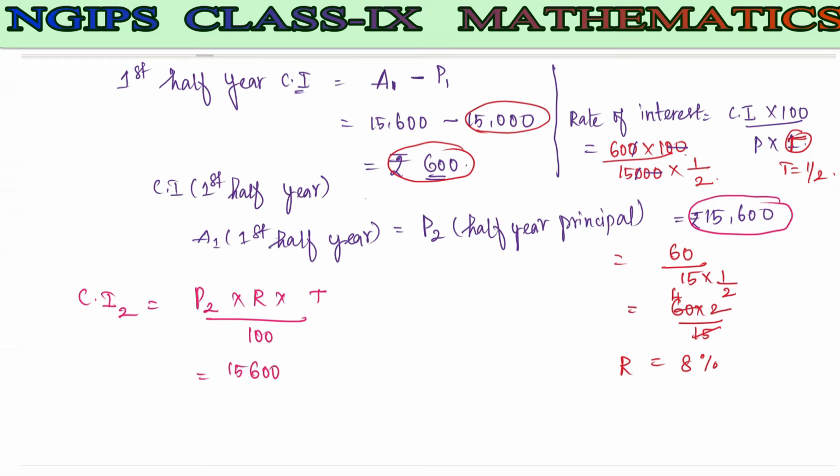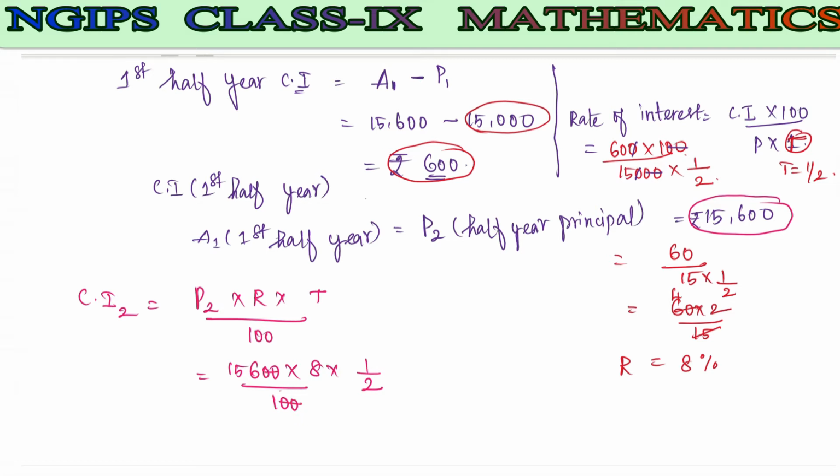15,600 into rate, we have here 8%. The time period is for half year. Remember, we are going to calculate it for half year. So the time period we have always mentioned here is half. Divided by 100, now 2 zeros will get cancelled.